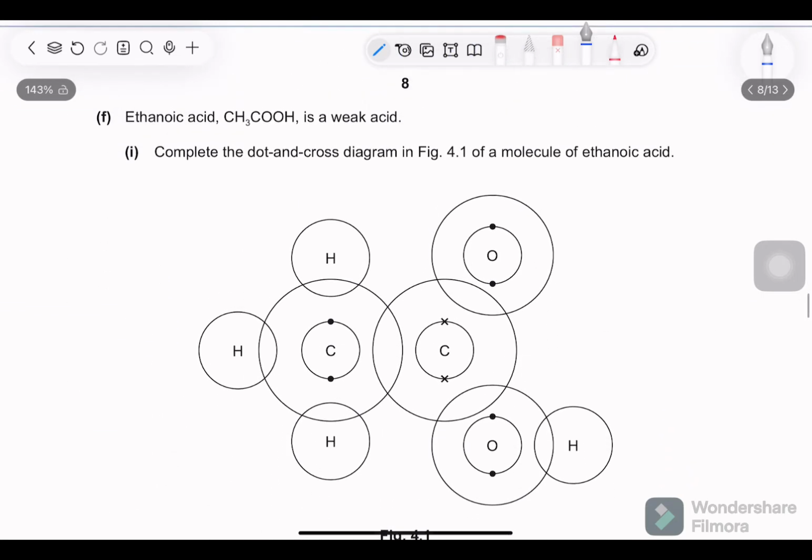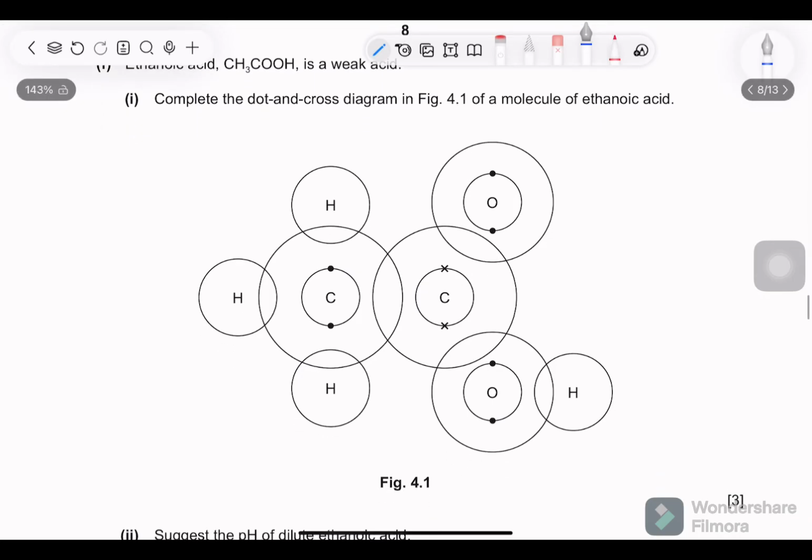Next, we have a dot and cross in front of us. Ethanoic acid is a weak acid. Complete the dot and cross diagram in figure 4.1 of a molecule of ethanoic acid. So, for completing a dot and cross, we need to show the number of electrons bonded and the lone pairs. So, for that, first, it is better if we draw the structure itself, the displayed formula. CH3, it is written in the stem of the question.